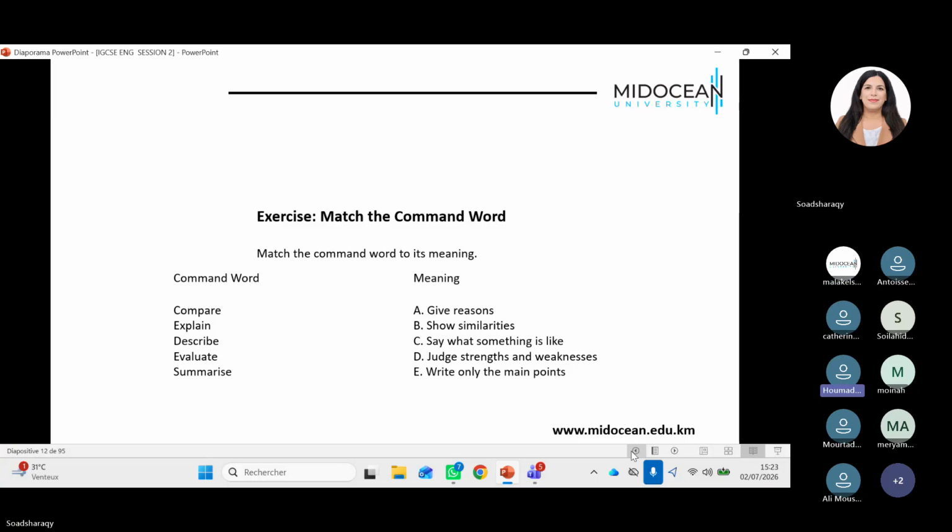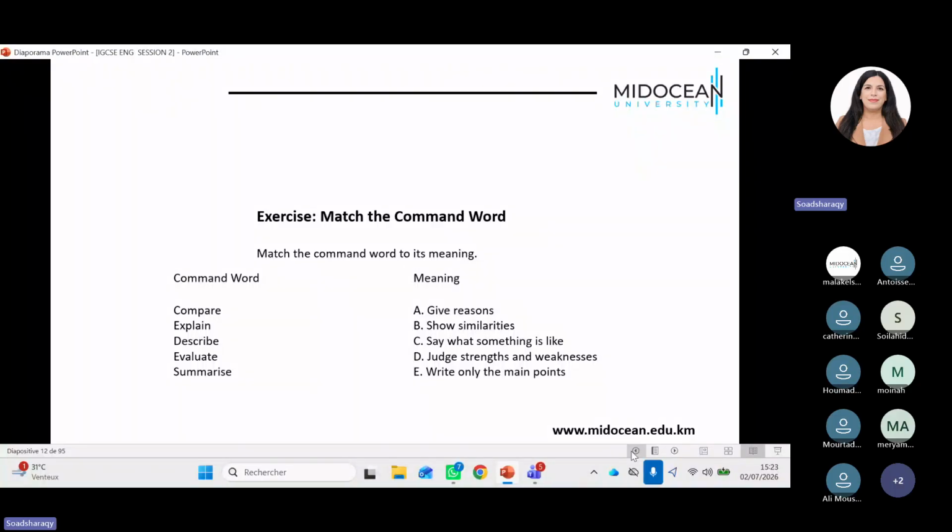Okay. Thank you. Compare. The meaning is not compare. Sorry, similarity. It's not compare. I said match the command word. Okay. Yes, Aboubakar, continue. Compare. Show similarity.